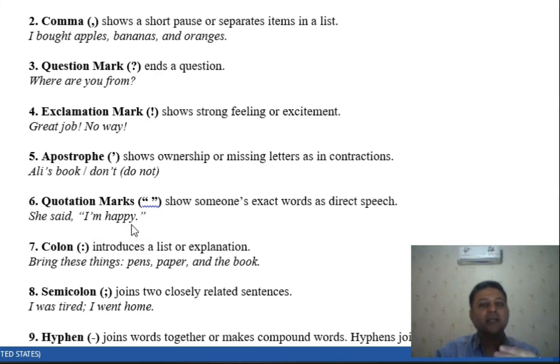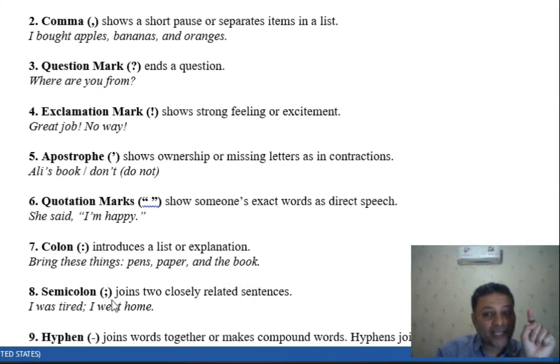Like, "I'm happy." It's the exact sentence or the direct speech stated by somebody, like she said, all right? Colon. Well, two dots, two points, one above the other, as you can see. It introduces a list or explanation. For example, somebody said something, usually in the press or in the media: bring these things, for example. What things? There's a colon: pens, paper, and the book. I mean these things.